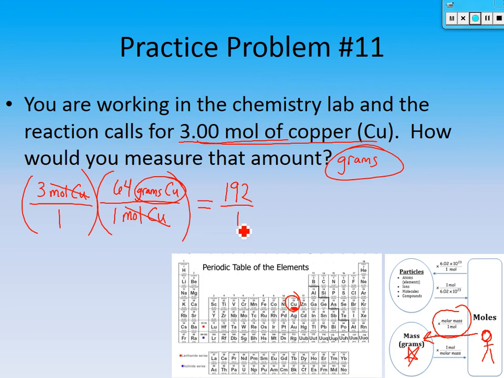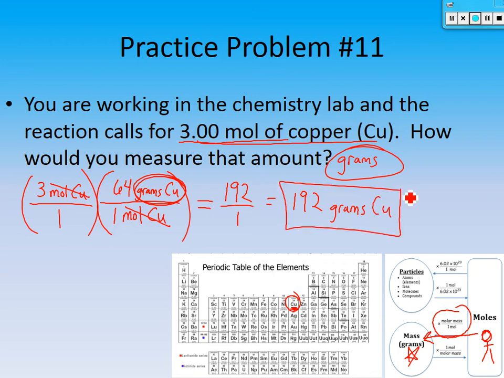So you could put it divided by 1, but we know that that's just going to equal itself: 192. Can I just circle that and be done? Good, you got to include the units, which is in right here. So grams of copper.